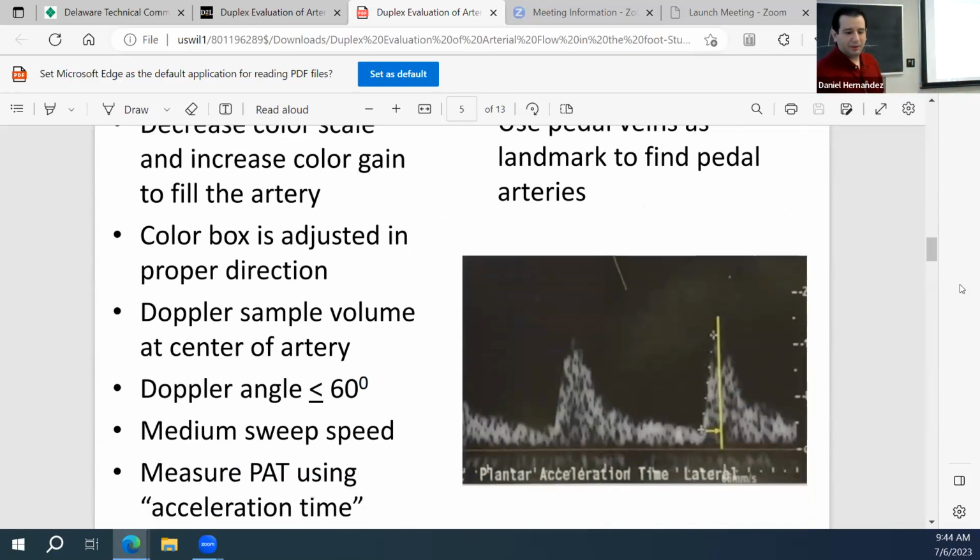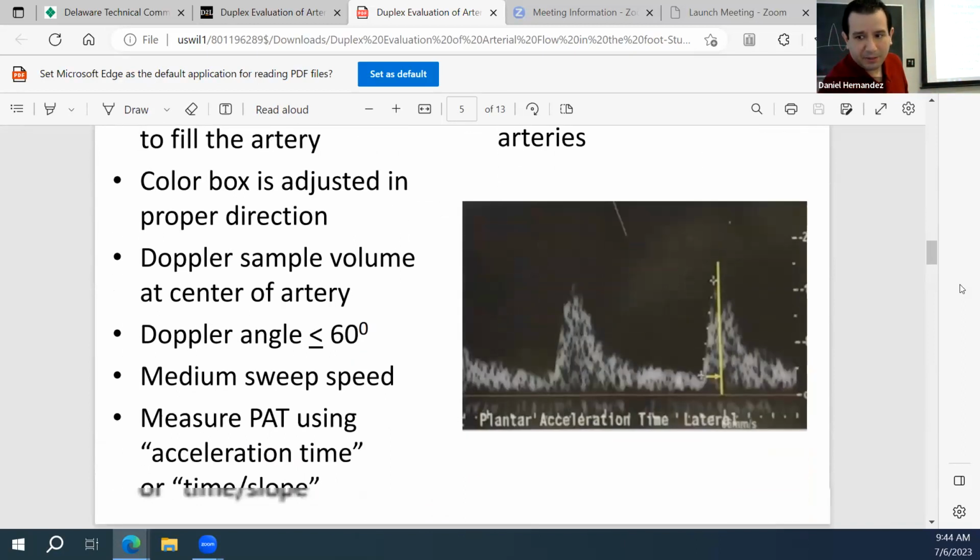Here's an example of what it looks like when we're measuring that acceleration time. So again, we've just placed that little caliper at the start of systole, and then it has a little dotted line that brings it up, and we're measuring along the slope of that rise time or that acceleration speed up to that peak systole. And then the machine calculates the amount of time it takes for that blood flow to accelerate from the beginning of systole up to peak systolic velocity.